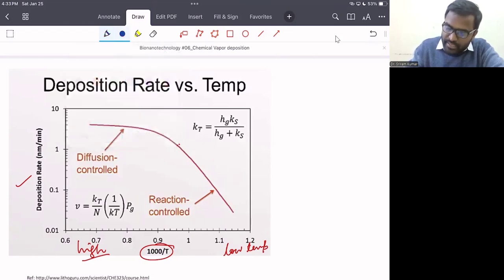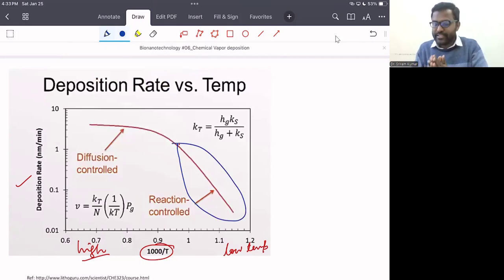So in this particular region, we have a linear relation. Here, we increase the temperature, what is happening? There is an increase in the deposition rate, and that's why this is called the reaction control process. In this particular case, there is a high dependency of the deposition rate on temperature.